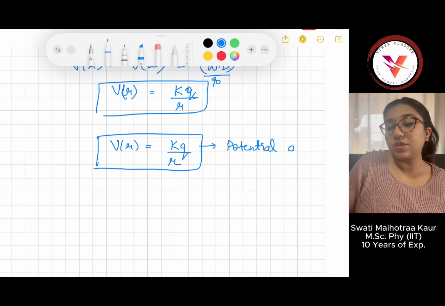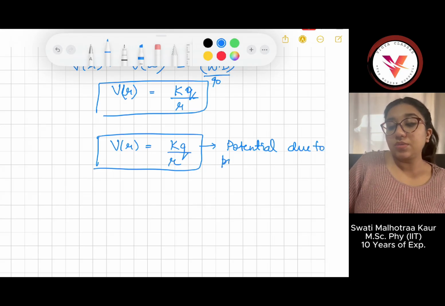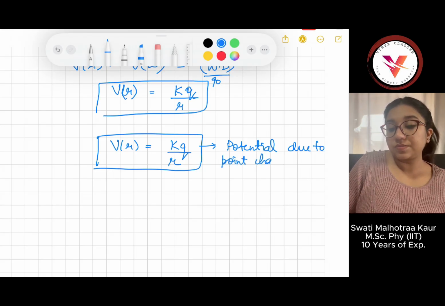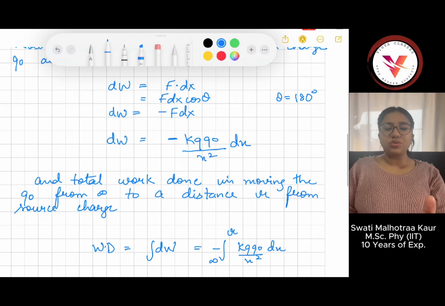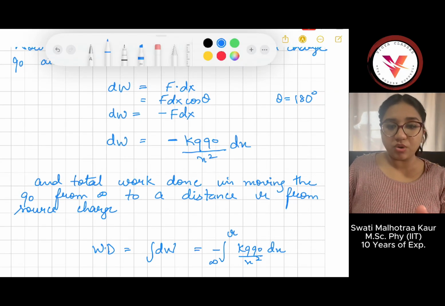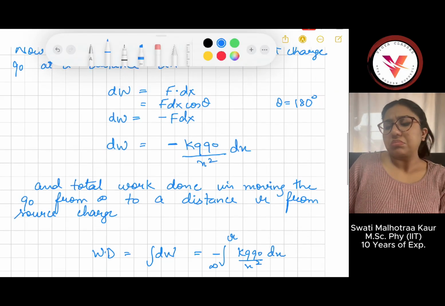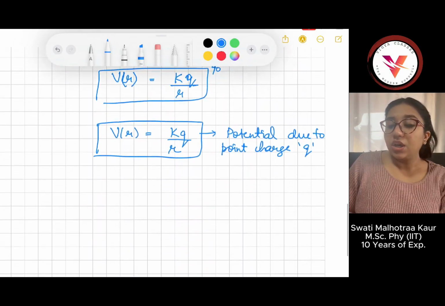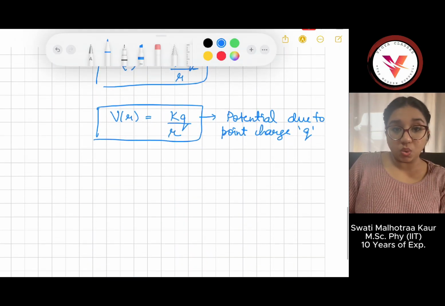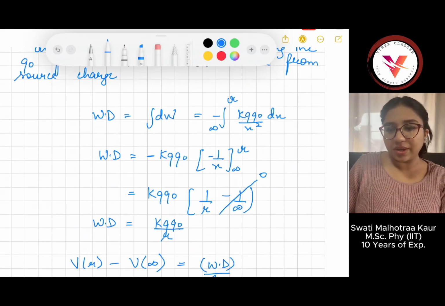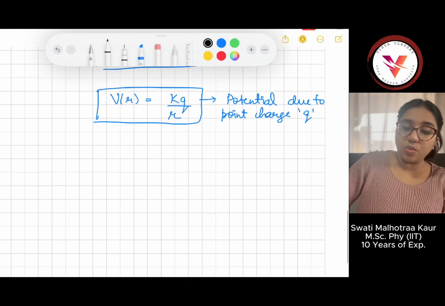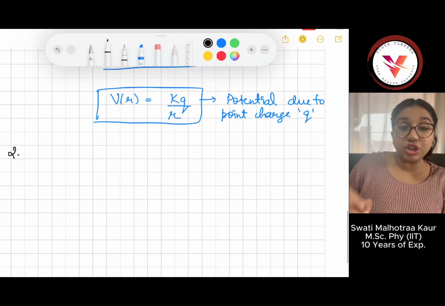Potential due to a point charge q. Okay, fine. You must know the thing, it's not that important, इतना नहीं पूछा जाता, but you must know the basic thing. Okay, so the next one is potential due to dipole.